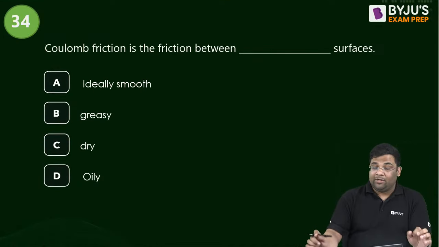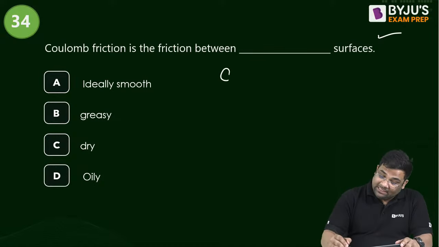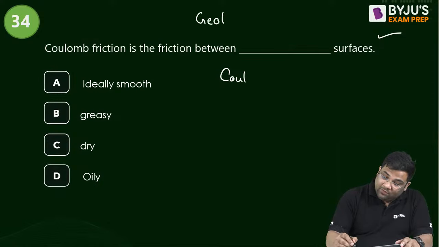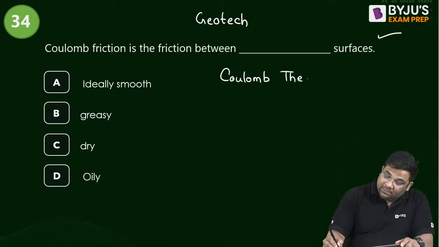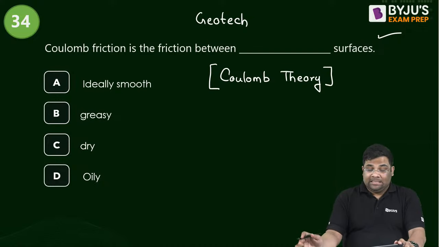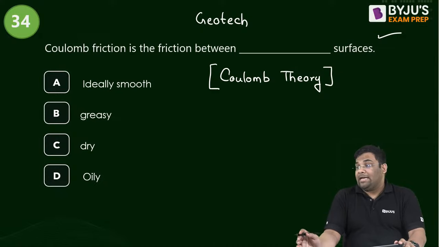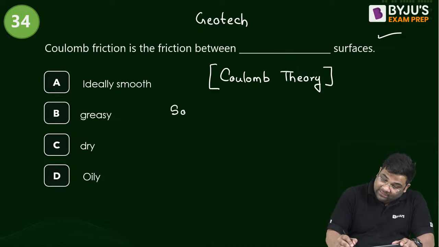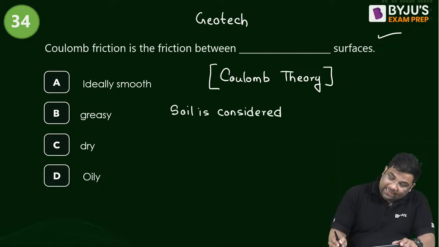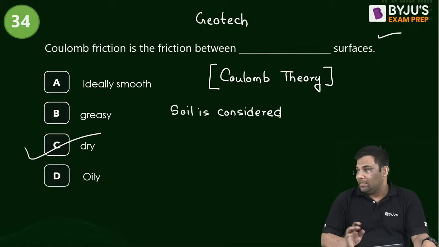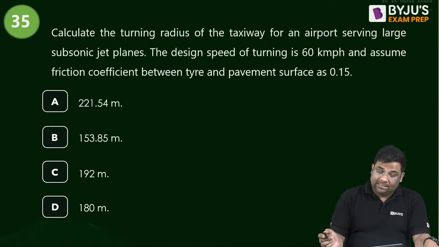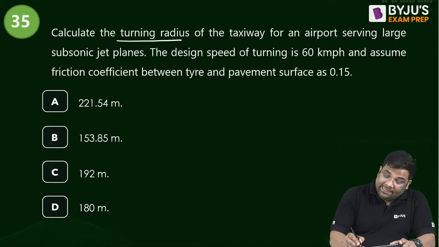Coulomb friction is the friction between which surfaces? They're indirectly asking, whenever we are taking the Coulomb theory, from geotech, especially when you're taking retaining walls and all. At that time, the friction is considered between which type of surfaces? Or I can say the soil is considered what? It is considered dry. Understood?